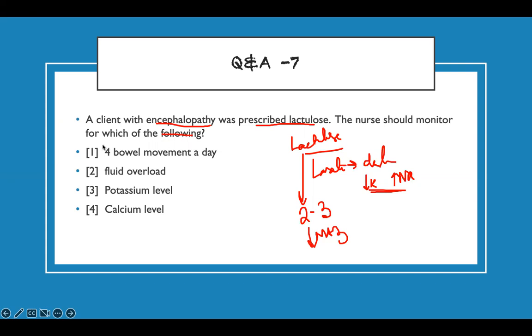So 4 bowel movements a day, negative. I shouldn't monitor for 4 bowel movements a day. I want to get it to like 2 to 3. Fluid overloaded. This is what it's going to do. The fluid is going to go down. So they are fluid down, not overloaded. So their fluid is down, so you should be looking for fluid deficit. Potassium level, yes. Based on this. Calcium, negative. So a straightforward pathology, pharmacology question, just to get you going.